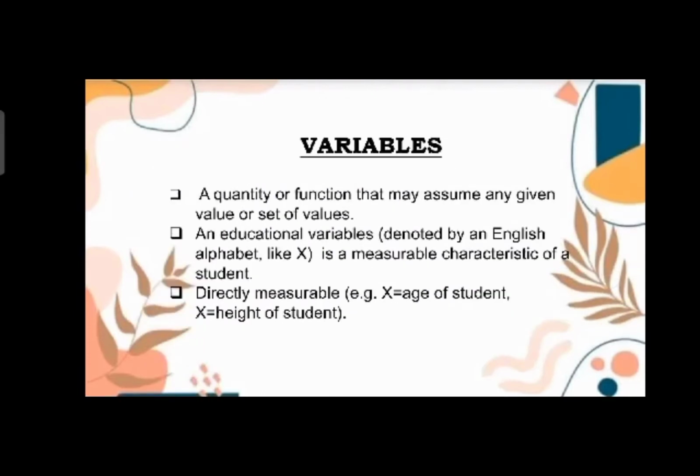So, variables. A quantity or function that may assume any given value or set of values. An educational variable is a measurable characteristic of a student. It is directly measurable. So, ang variables, measurable siya na characteristic, dili pareha sa indicators. So, example, X equals age. So, ma-measure na to, pila ka buok sa student ang nag-age og 10. So maihap na to siya. Variables, measurable mo na siya ang meaning sa variables.